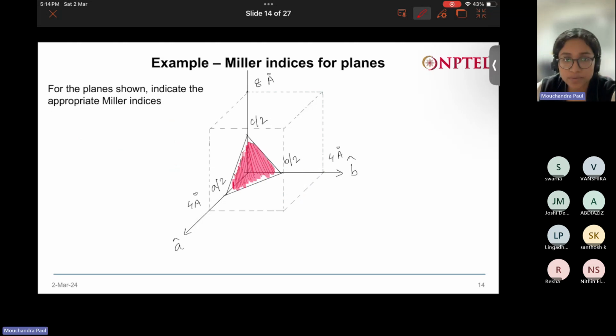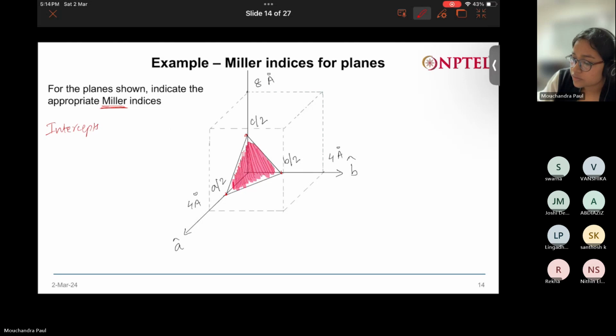Now this is another example problem. Here, what is asked is you have to find the Miller index. The plane is given, but you have to find the Miller index. So what are the intersect points? Along the x-axis, there is a by 2. Then it is intersecting at b by 2. And here it is c by 2. Then take the reciprocal of this.